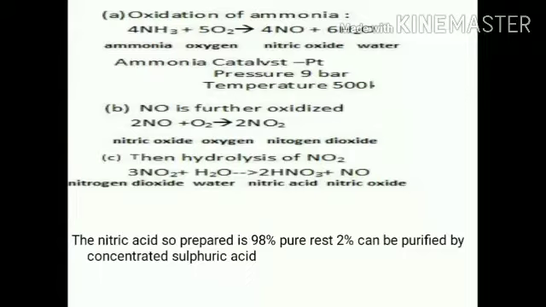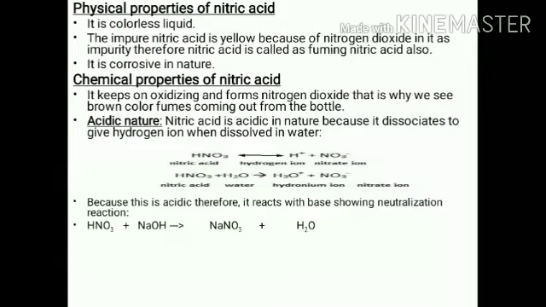Just see, the oxidation of ammonia gives nitric oxide. Oxidation of nitric oxide gives nitrogen dioxide, and the hydrolysis of nitrogen dioxide gives nitric acid. The nitric acid prepared is 98% pure. The rest, 2%, can be removed by concentrated sulfuric acid. Now just see the physical properties of nitric acid.